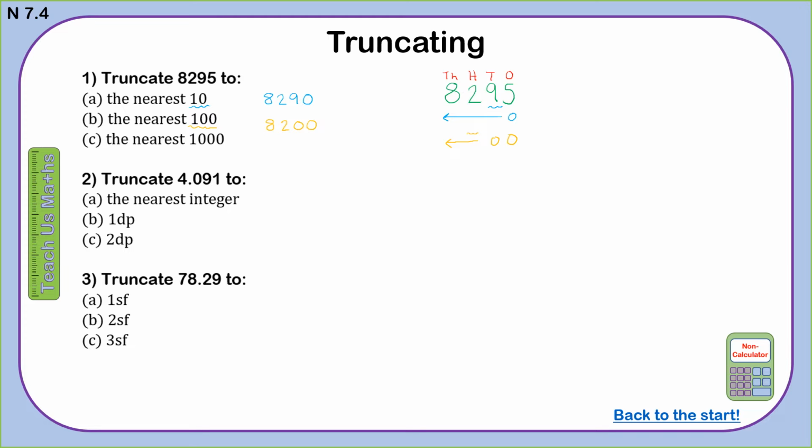Part C, we need to truncate to the nearest 1,000. So we look in the thousands column. This column and everything to the left stays the same. Everything to the right goes to 0. So when we truncate to the nearest 1,000, we get 8,000. So to truncate, we use place value columns. The number in the relevant column and everything to the left stays the same. Everything to the right becomes 0.